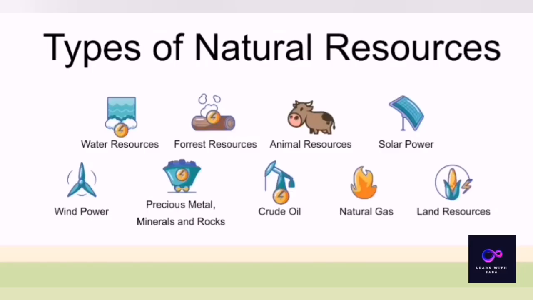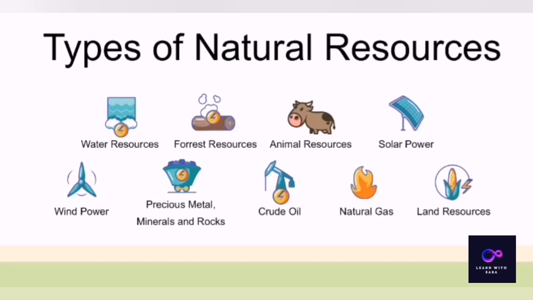Next, we are discussing the types of natural resources. There are a lot of natural resources present on our planet. First of all, there are the water resources. Water resources are the major natural resource present on our planet, and this resource is very essential for any living organism.